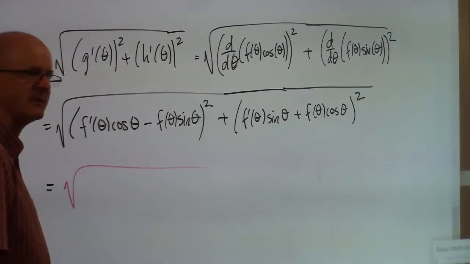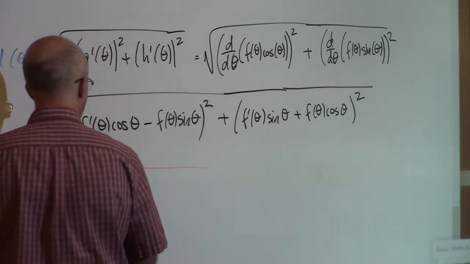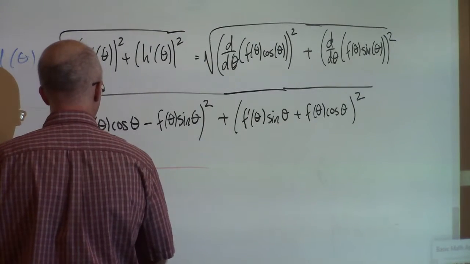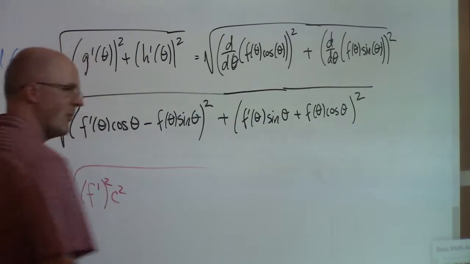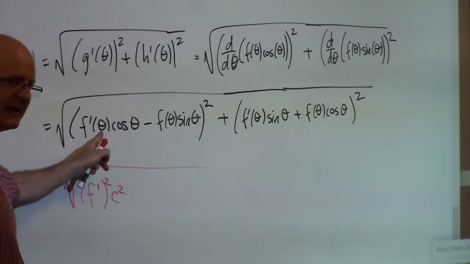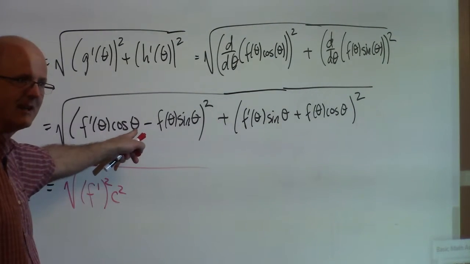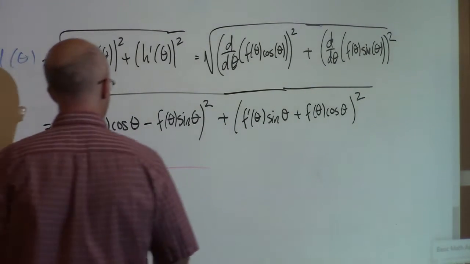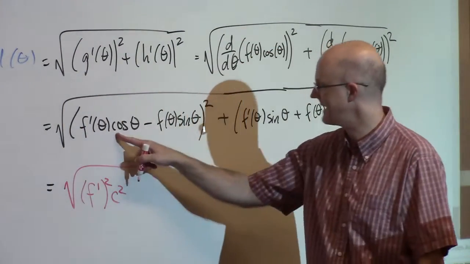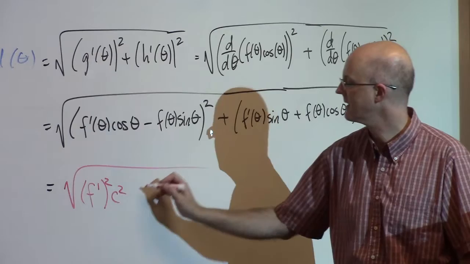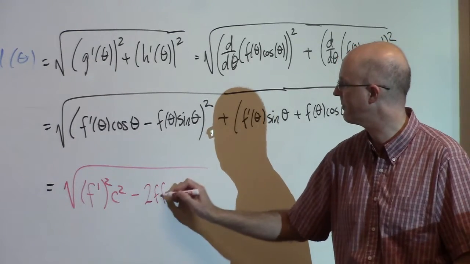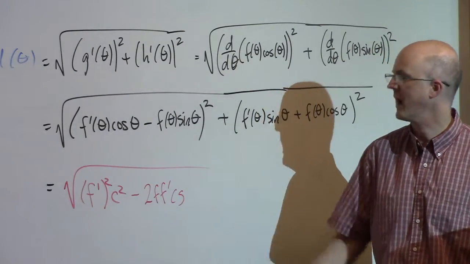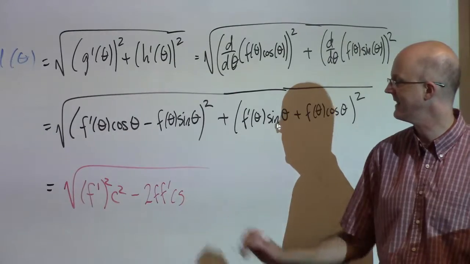You have to be careful that you don't misunderstand what I'm about to write here. I have to FOIL each of these things. I think I'll write f prime squared c squared, where f prime is f prime of theta and c is cos theta. You okay with this? Outside times outside and inside times inside is going to be the product of these two, and there's two of them. You're going to get a minus 2 f f prime c s. f is f of theta, f prime is f prime of theta, c is cos theta, s is sine theta.